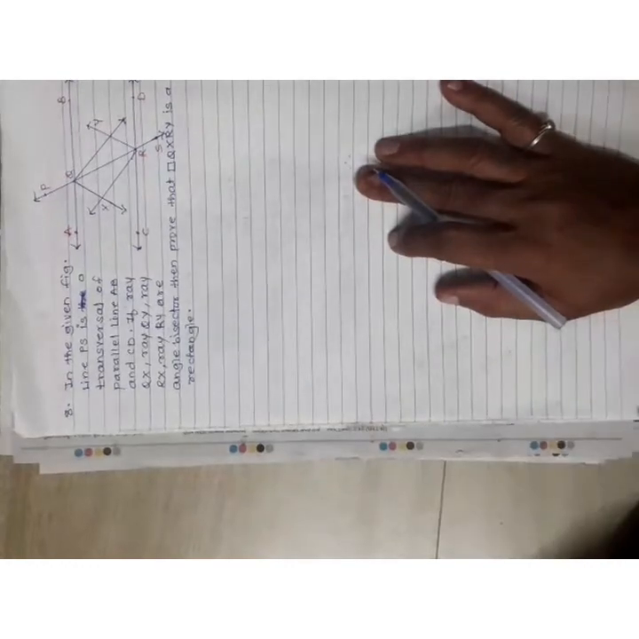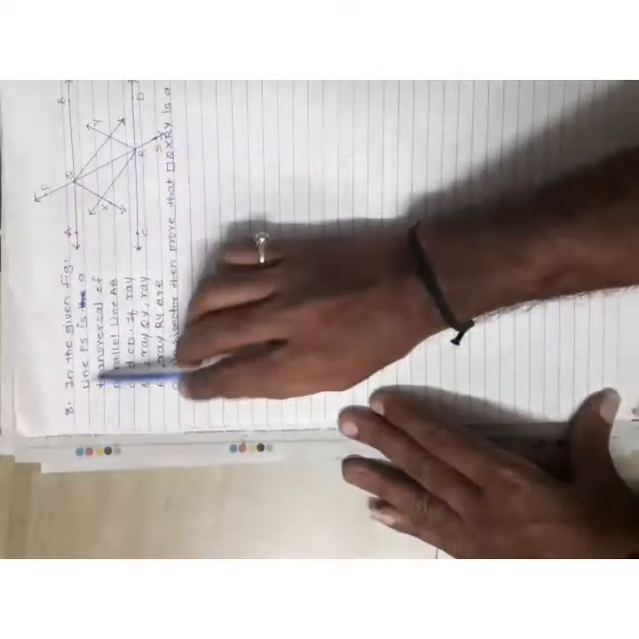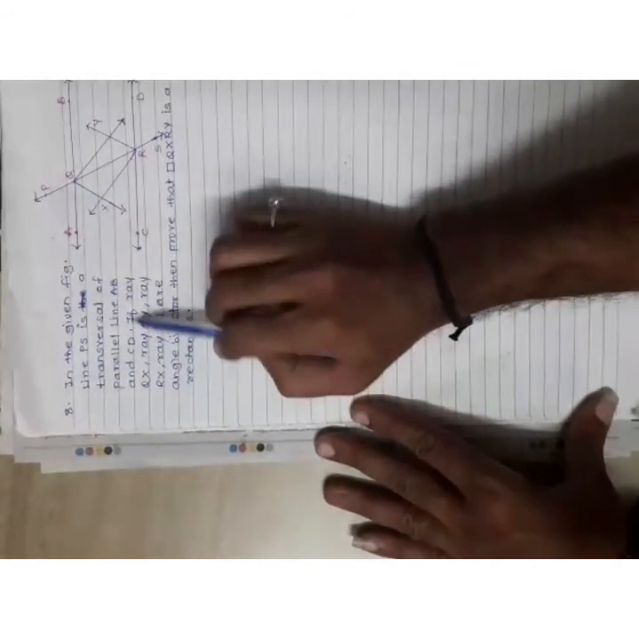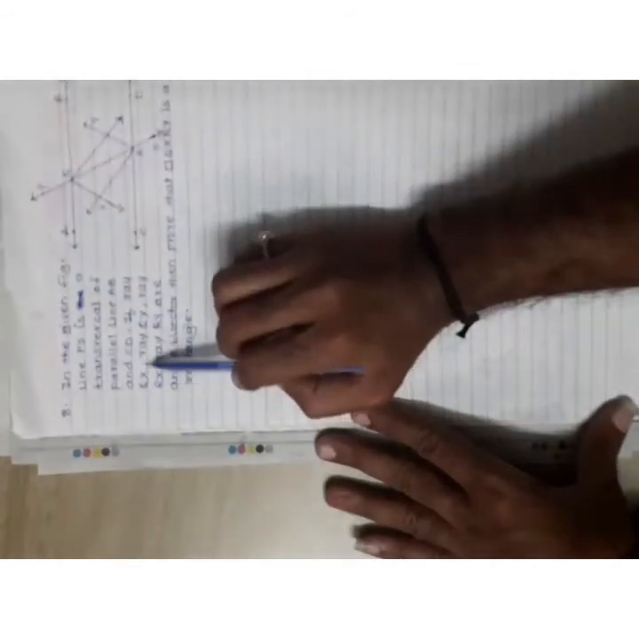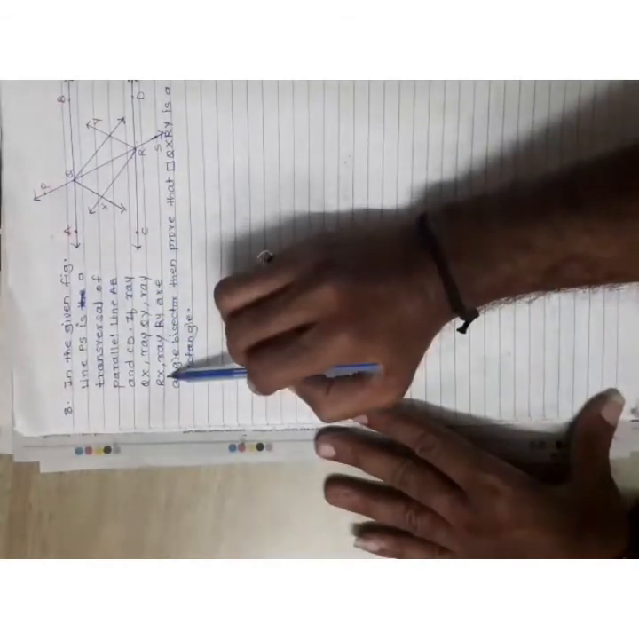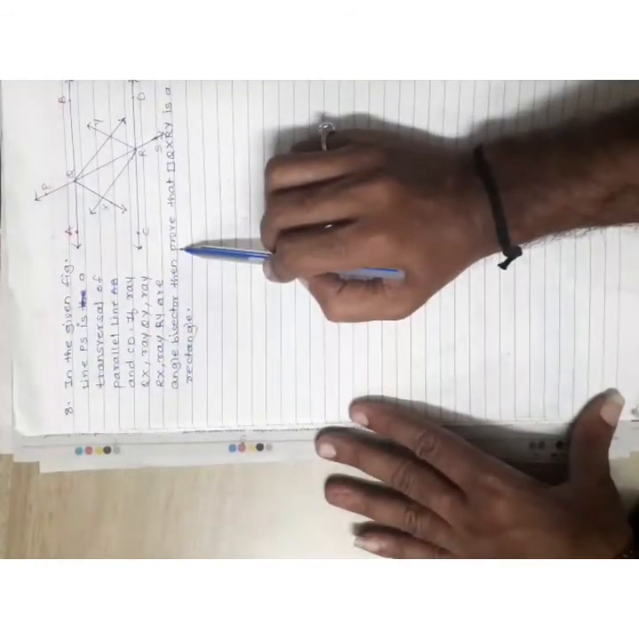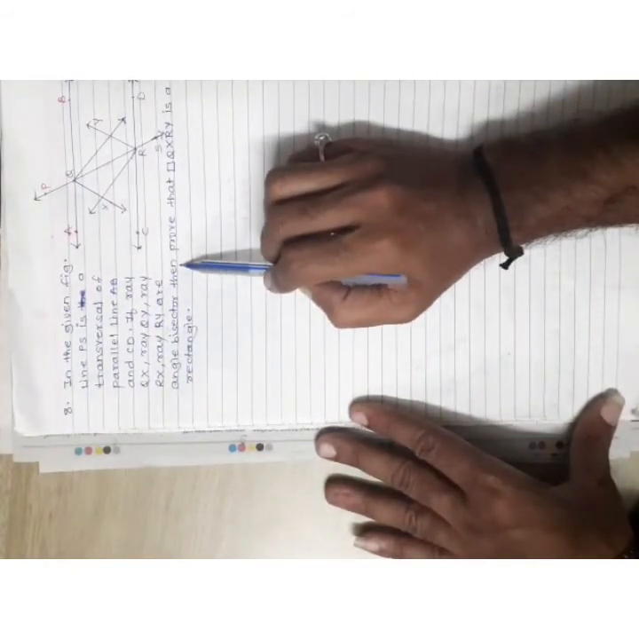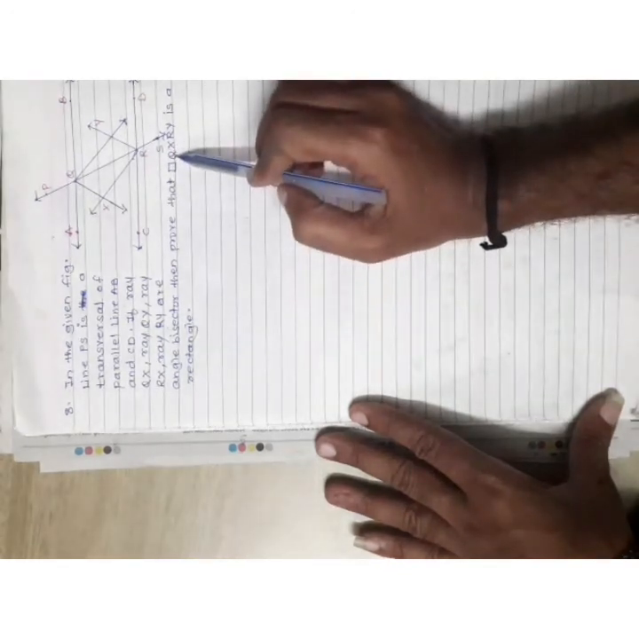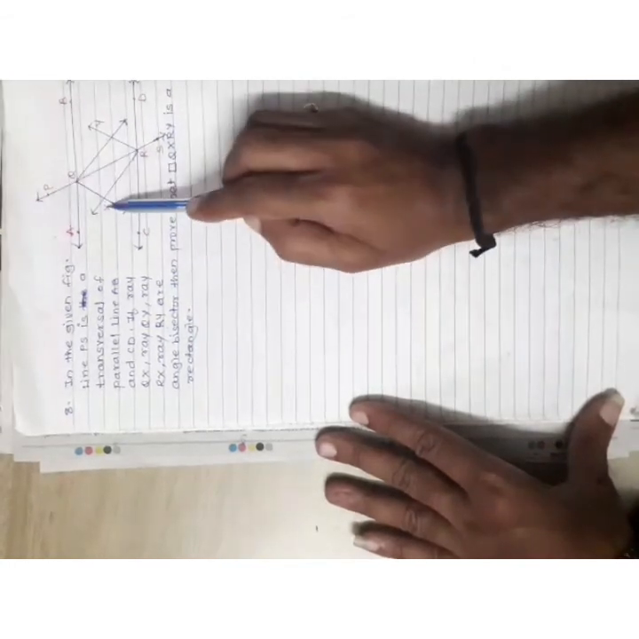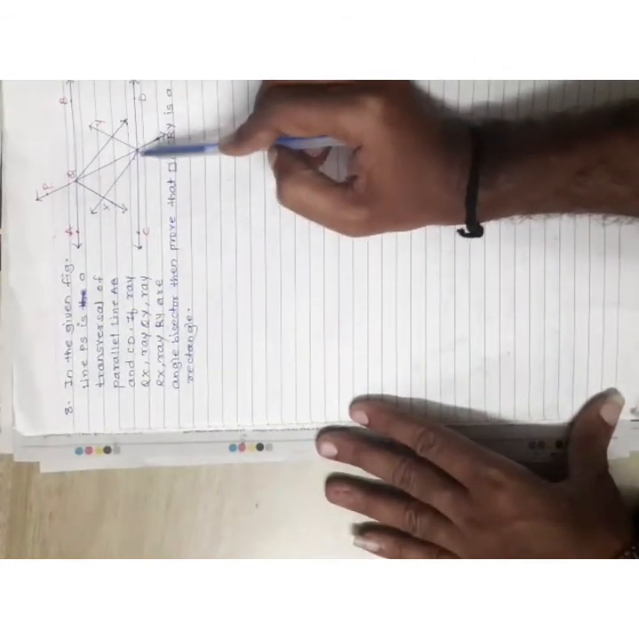Next, question number 8. In the given figure, line PS is a transversal of parallel lines AB and CD. If rays QX, QY and RX, RY are angle bisectors, then prove that the quadrilateral QXRY is a rectangle.